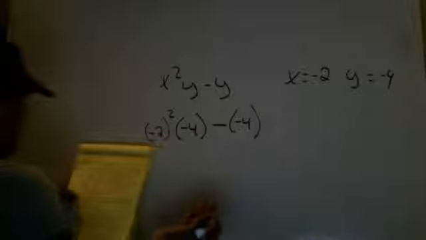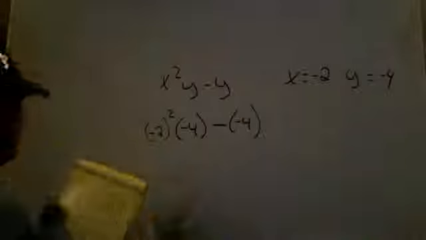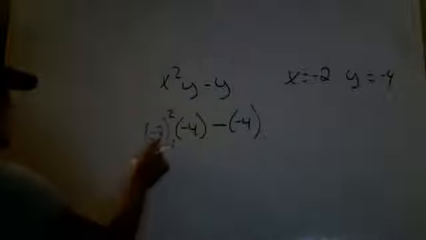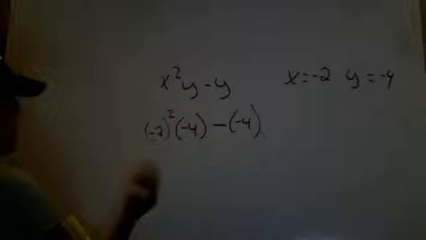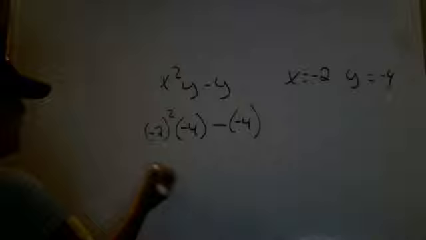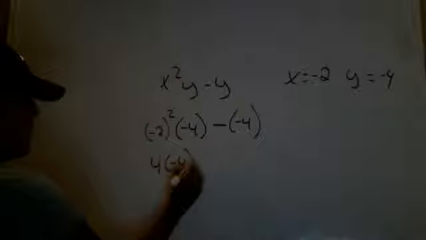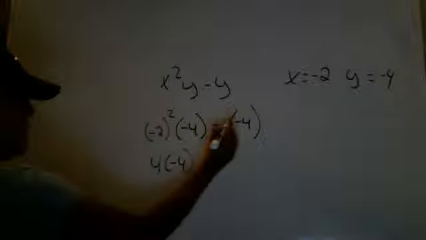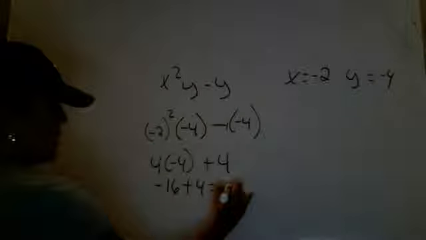Therefore, we're going to say negative 2 squared is like negative 2 times 2, which is a positive 4, times a negative 4. You have two negatives here. This is an implied negative 1 times a negative 4. So what do you have when you have negative times negative? You have a positive, so it's positive 4. Here, I have 4 times negative 4, which is negative 16, plus 4, and my answer is simply negative 12.